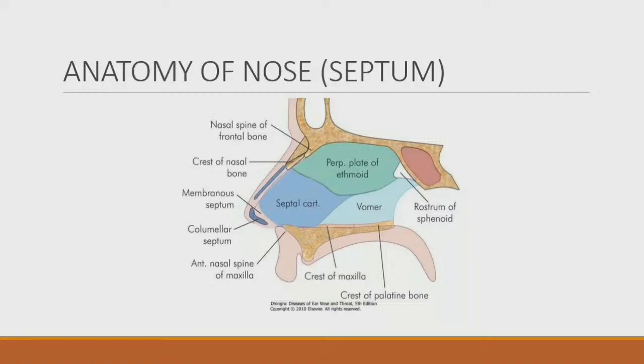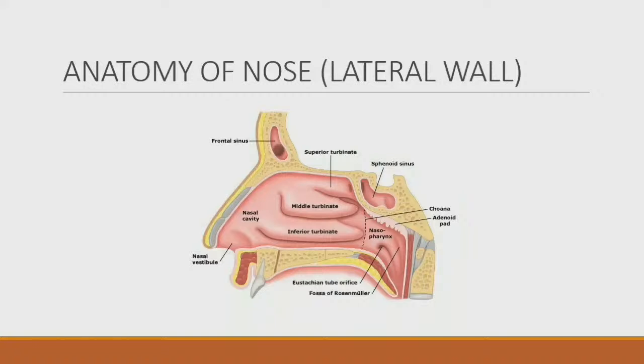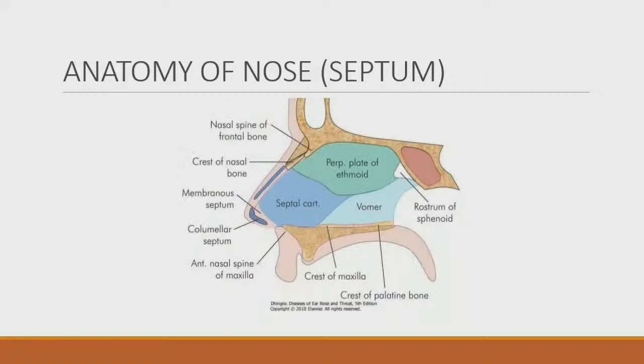Various other parts of the septum are also seen here, that is the membranous septum and the columellar septum. The membranous septum and the columellar septum are forming the tip of the nose. As we can also see, the crest of the maxilla and the crest of the palatine bone take part in the formation of the septal part of the bone.